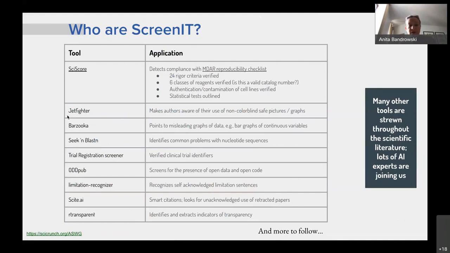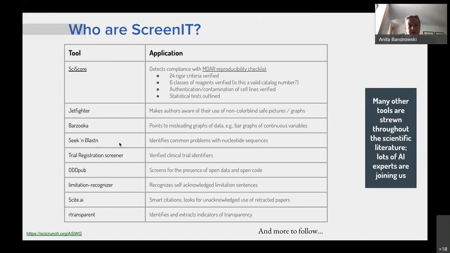So there's JetFighter. This is out of Caltech. And that tool is looking for non-colorblind safe pictures and graphs in papers. And what it will do is flag any papers that have color blindness compliance issues. Bazooka actually flags misleading graphs. So for example, bar graphs for continuous variables, it'll flag those kinds of things to authors.